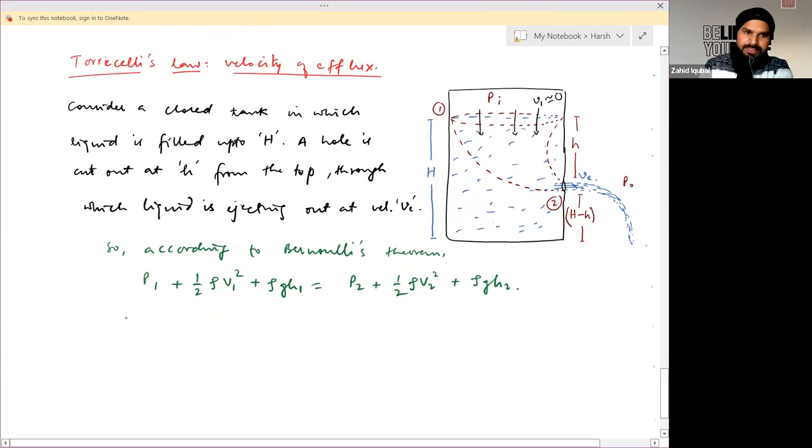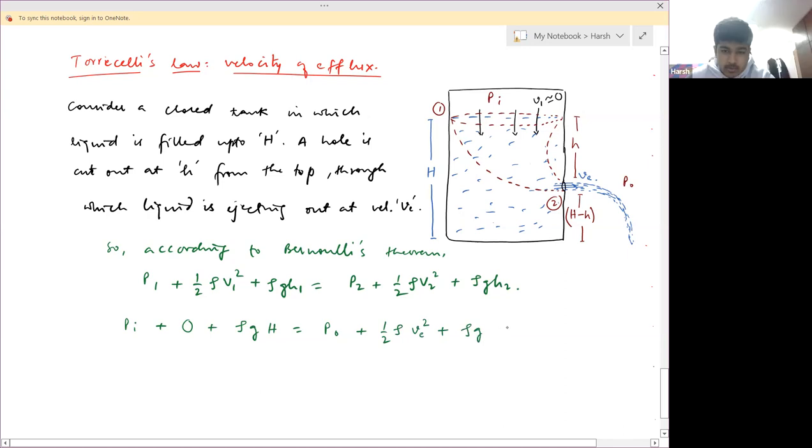P1 is Pi. V1 is almost 0, so it will be 0. Rho g H1 is rho g capital H. P2 is the pressure outside of this tank, so it will be P naught. Plus half rho times the velocity of ejecting liquid at the second point, VE squared, and rho g H2 is rho g times H minus small h. Is it clear? Yes, sir.